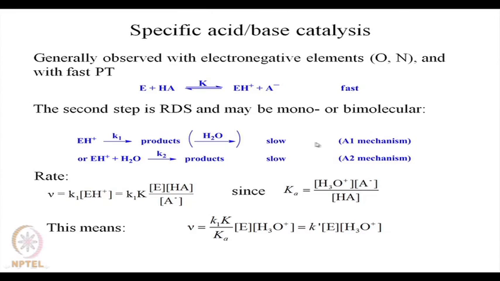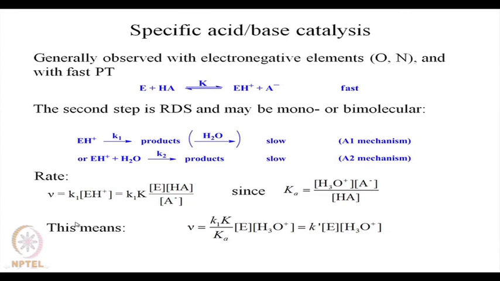For the unimolecular case, EH+ with rate constant k1 produces the product, and in the presence of water it gives rise to products. It is a slow, unimolecular mechanism. For the other one, water is involved in this slow step, so it is bimolecular, and it is called the A2 mechanism.